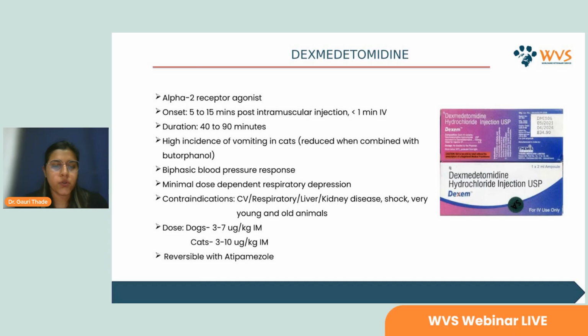If you want to use it intravenous, it has to be at a lower dose, usually 1 to 3 microgram per kg. IV is what people prefer. It is reversible with atipamezole.